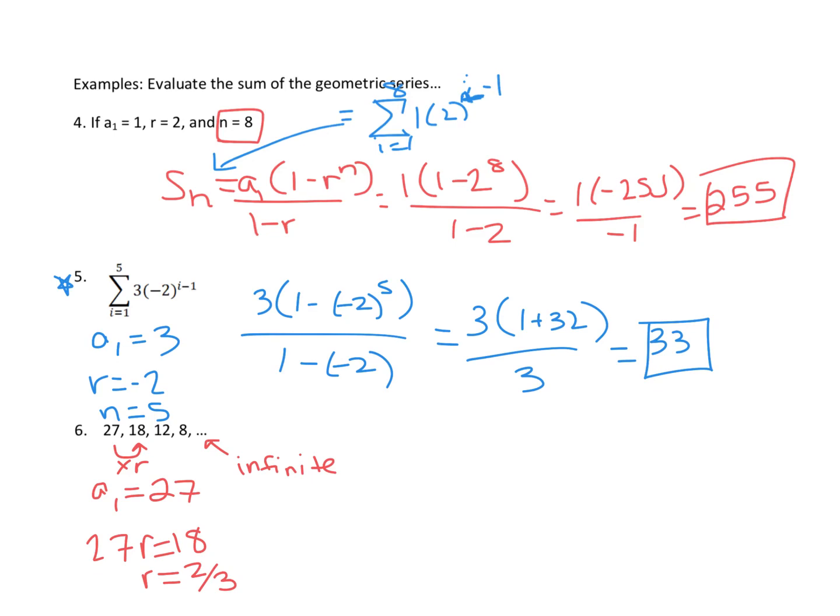So I now have my ratio, I have my A1. You do not need to write out the summation formula. You're just going to use the final formula, which is A1 over 1 minus r. So that's going to give us 27 over 1 minus 2/3. And if you do that, you get 27 over 1/3, which multiplies together to give you 81.